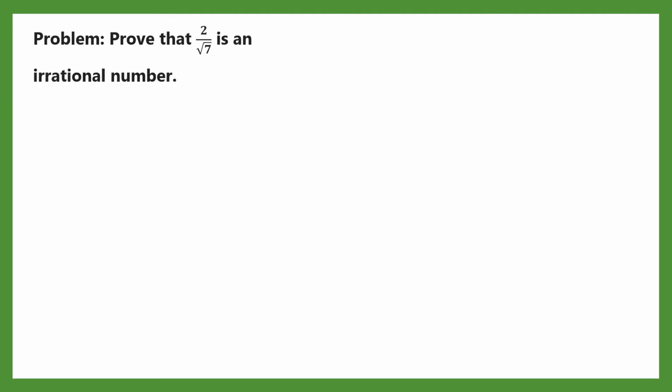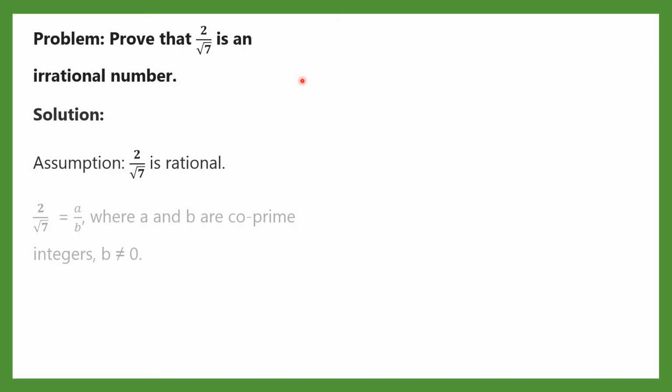Let's see the problem. Prove that 2 by root 7 is an irrational number. It's a regular problem. The assumption is that 2 by root 7 is rational, the opposite of the given statement. So 2 by root 7 is equal to a by b, where a and b are co-prime integers and b is not equal to 0. Now on cross multiplication, 2b is equal to a into root 7.